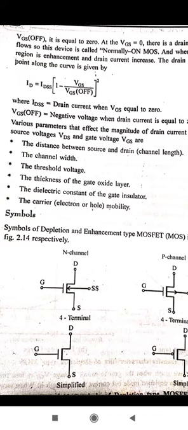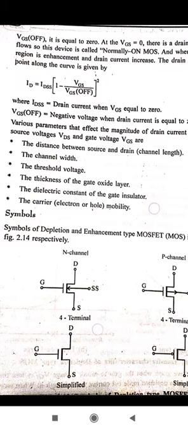So threshold voltage is required to enhance the drain current. It depends on the thickness of the gate oxide layer, the dielectric constant of the gate insulating material, and the carrier mobility, that is electrons or holes. Because electron mobility is greater than hole mobility, drain current improvement also occurs. So these things depend on particular values.